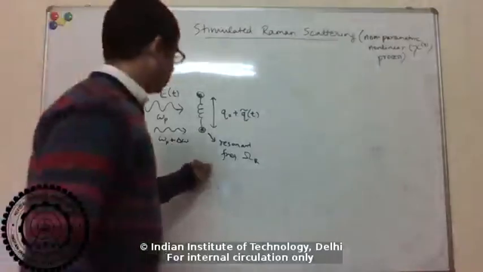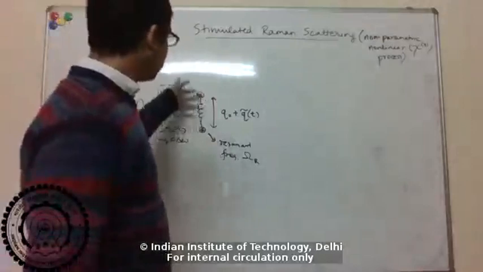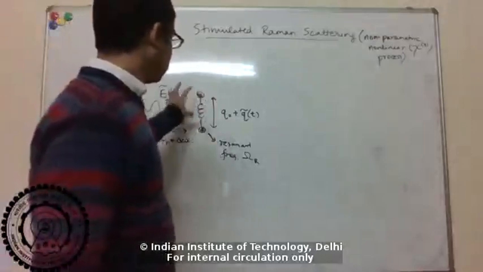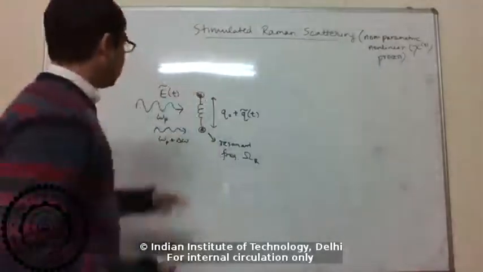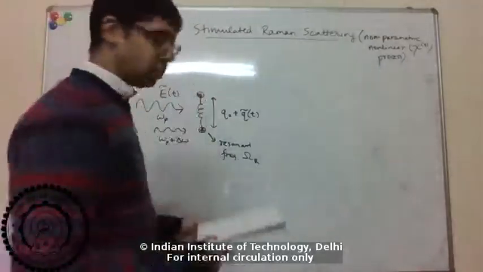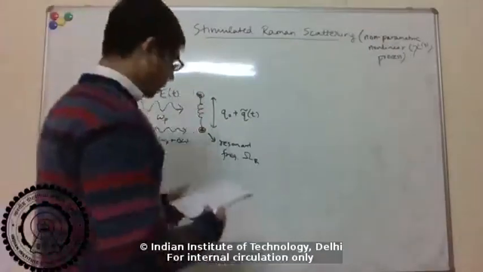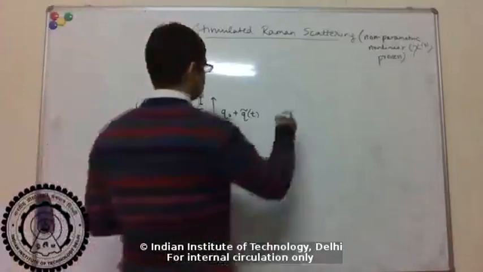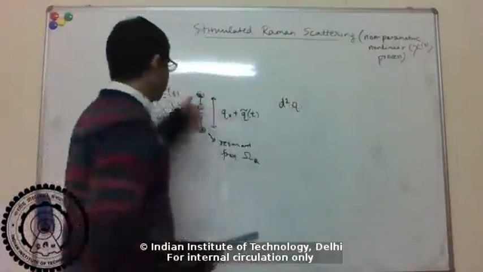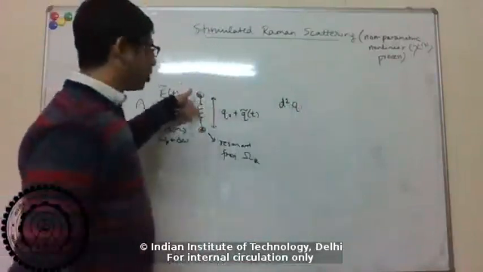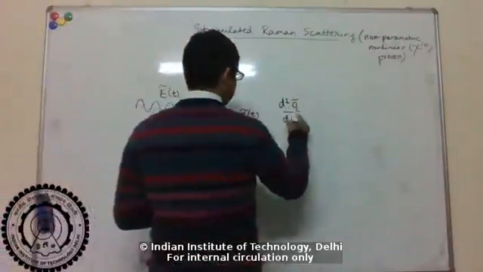Just like when we were deriving the susceptibilities for nonlinear optics, we are modeling this atomic system as a classical harmonic oscillator. So we can write the equation of motion for this system. Again, if you want to model this as a harmonic oscillator, like a ball-spring model, then we can write the equation of motion like this.